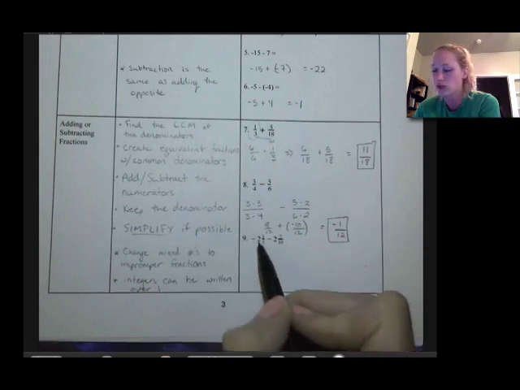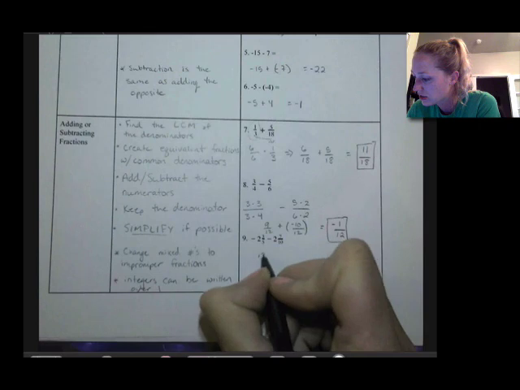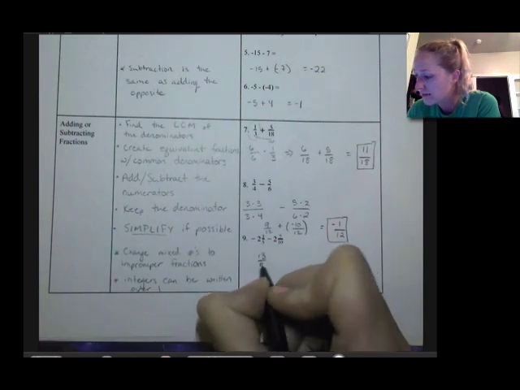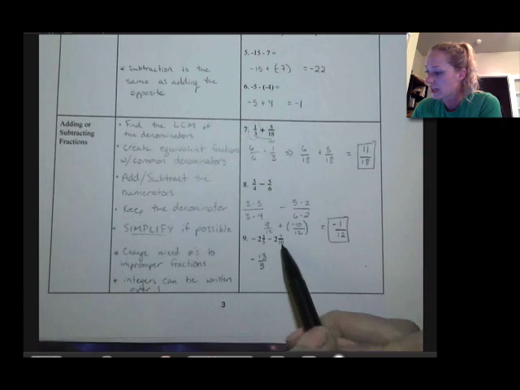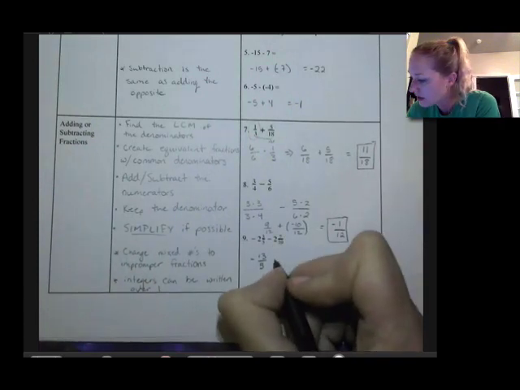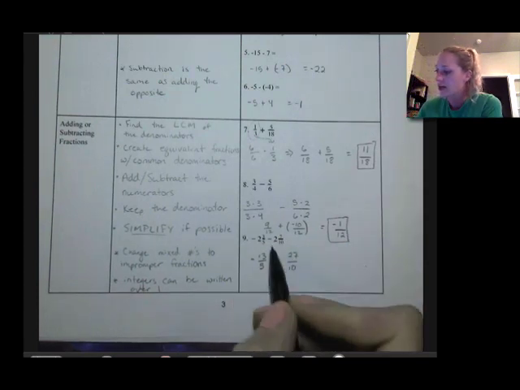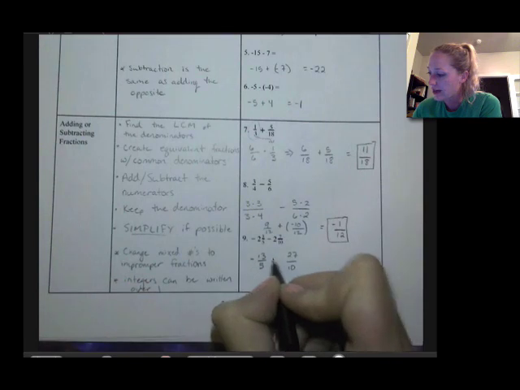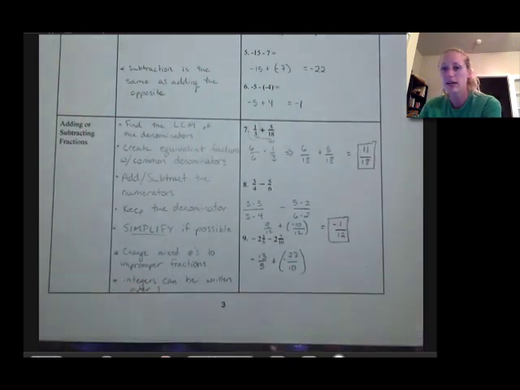So 5 times 2 is 10, plus 3 is 13. So this is 13, and then you keep that denominator and keep whatever sign it was. Same thing here, so 10 times 2 is 20, plus 7 is 27, and then keep that denominator. And then I'm going to add the opposite here. Okay, so now I need a common denominator. I cannot add these right now.